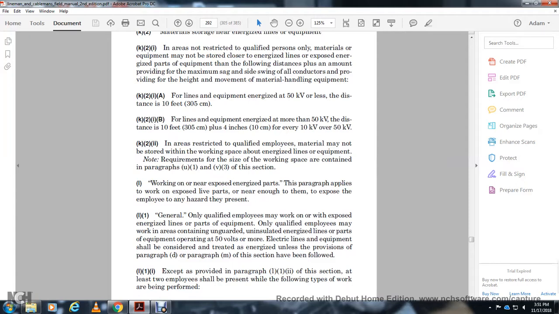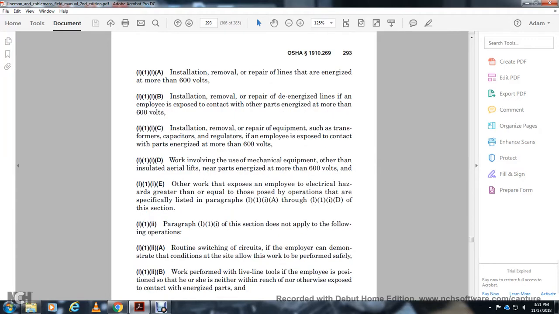Except as provided in paragraphs L1 and L2 of this section, at least two employees shall be present when the following types of work are being performed. Installation, removal, or repair of lines energized at more than 600 volts. Installation, removal, or repair of de-energized lines where employees are exposed to contact with other parts energized at more than 600 volts. Installation, removal, or repair of equipment such as transformers and capacity regulators if employees are exposed to contact with parts energized at more than 600 volts.